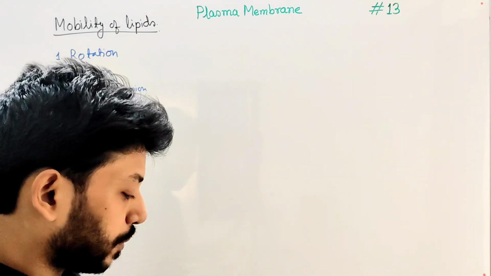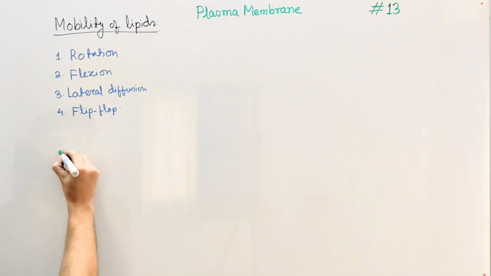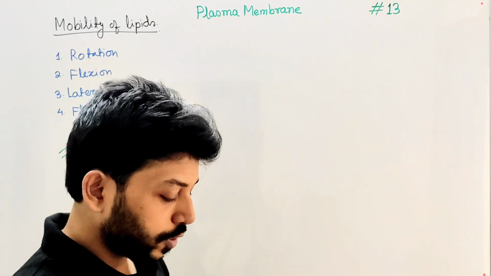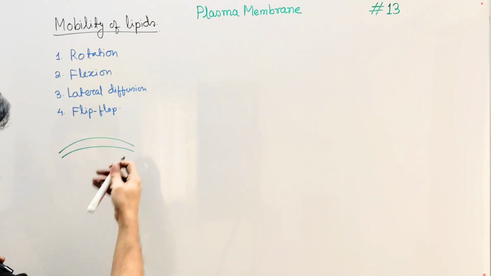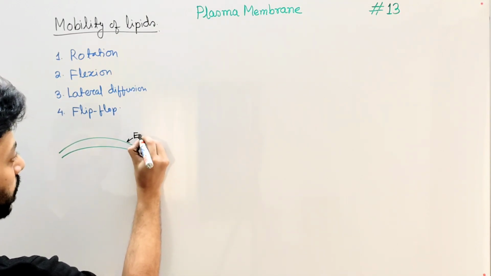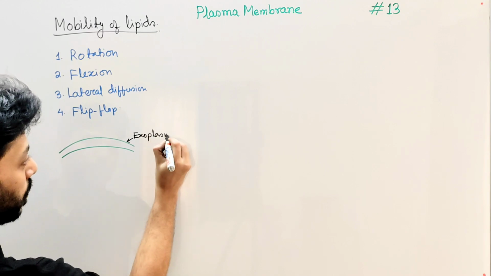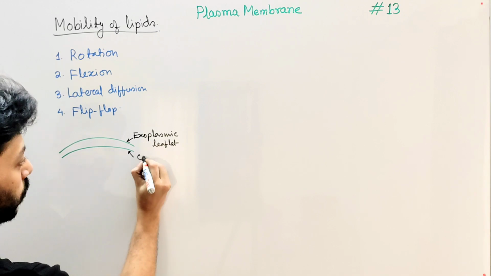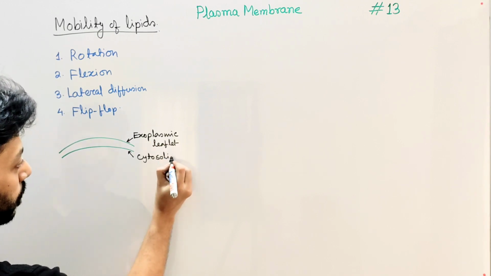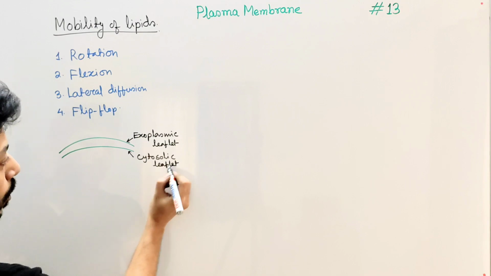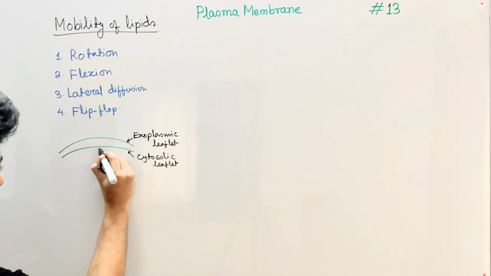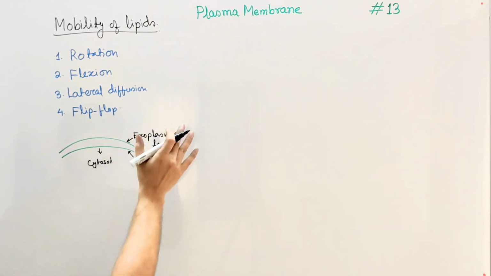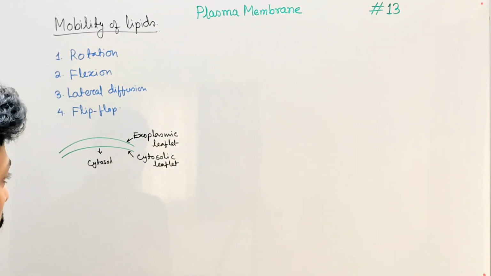Now what is a leaflet of the plasma membrane? In my previous video I mentioned that the plasma membrane is bilayer in structure. So there are two lipid layers present. The outer layer is called the exoplasmic leaflet, and the inner layer is called the cytosolic leaflet. As the inner leaflet faces the cytosol of the cell, it is called the cytosolic leaflet, and the outside is called exo. Exo means outer side, exoplasmic leaflet.